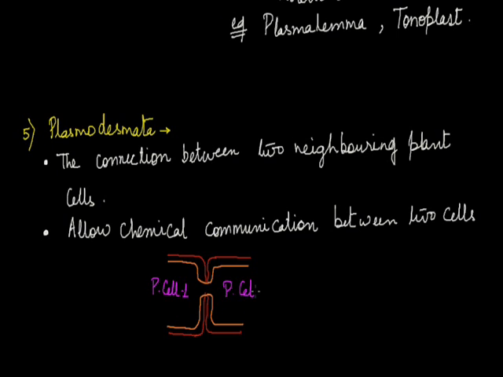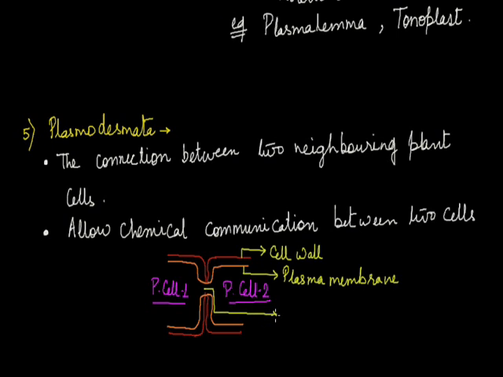These are two neighboring cells. The red color is depicting the cell wall. This structure, this connection, is called the plasmodesmata.